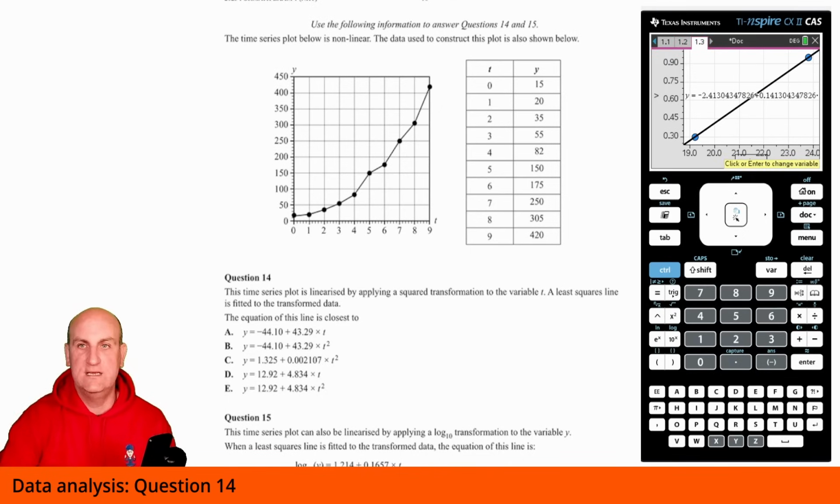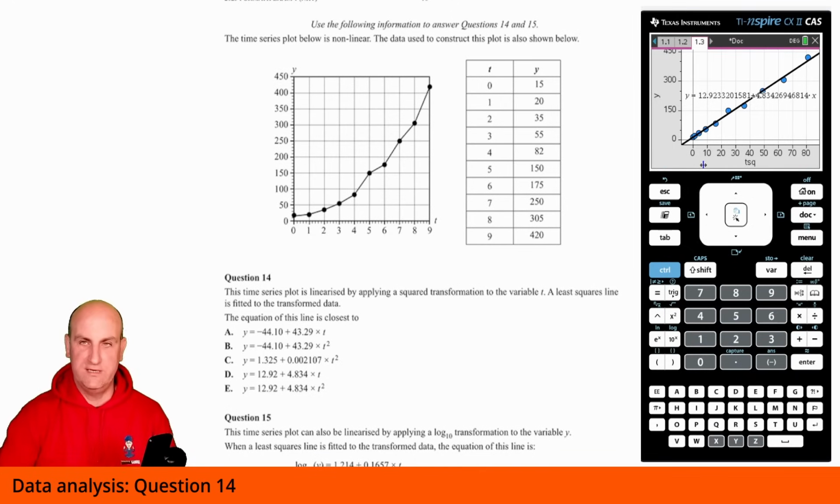So what have I got here? T is on the bottom. So I'm going to have T squared versus my y value. There we go. And complete the animation. And there we go. There is my equation. Now, again, remember that your calculator is a dumb piece of machinery.